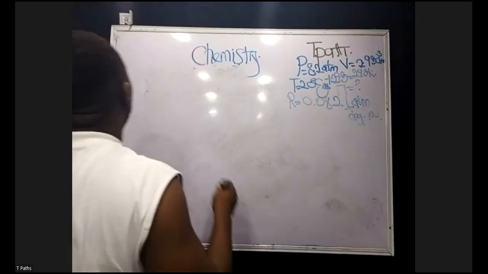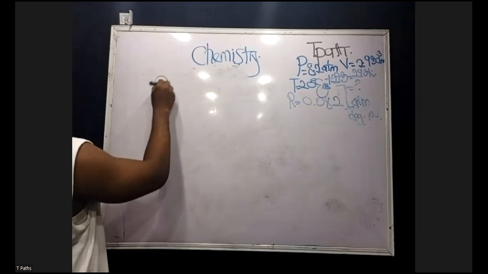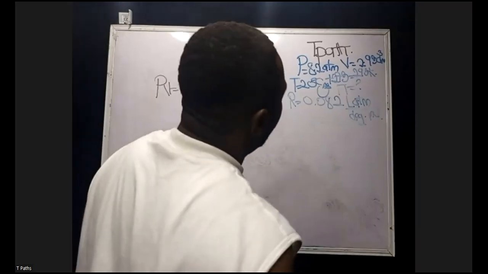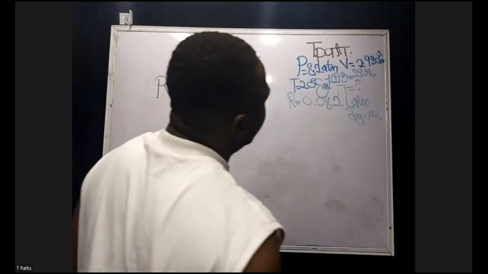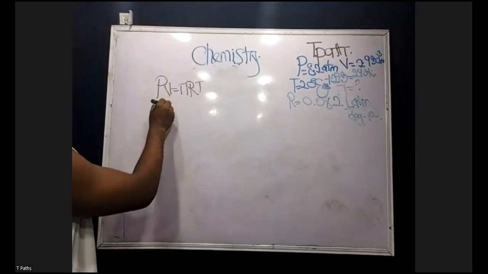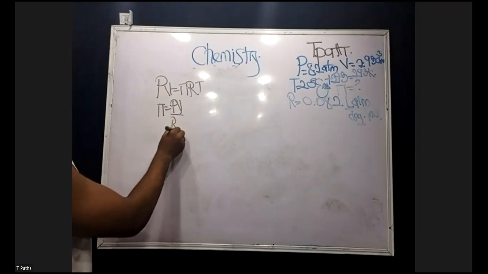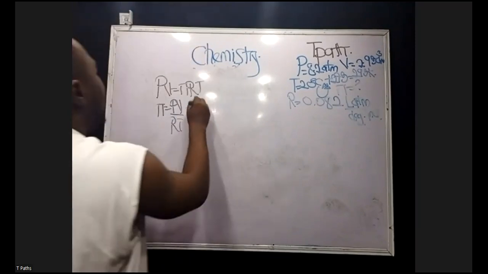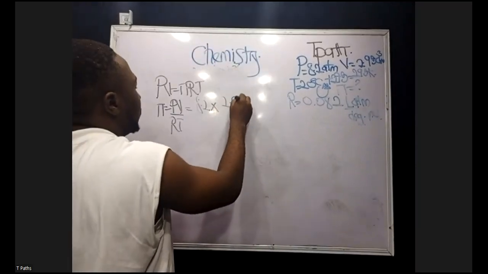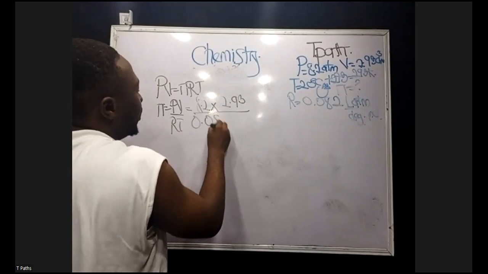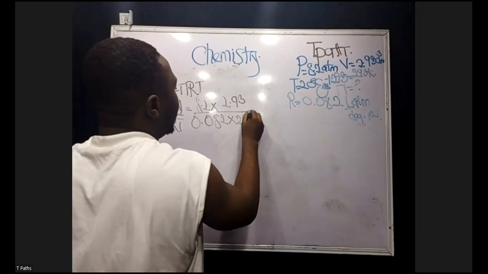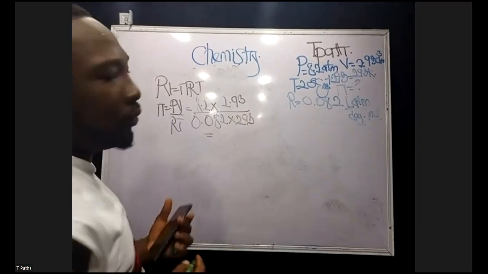So we recall the ideal gas equation: PV is equal to nRT. What are we looking for here today? We have the temperature. We are looking for the number of moles. The number of moles is equal to PV over RT. What's your pressure today? 8.2. What's the volume? 2.93. R is 0.082, times the temperature, 293. So you do the math there.